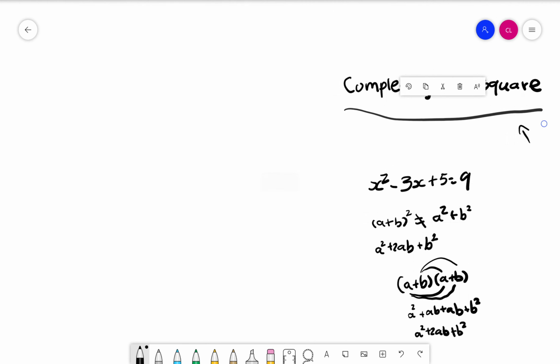We basically want to make this look like a perfect square.